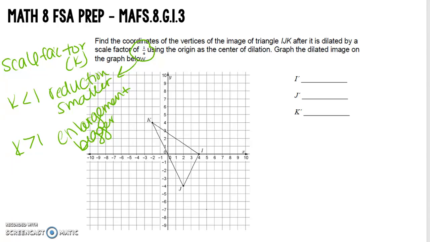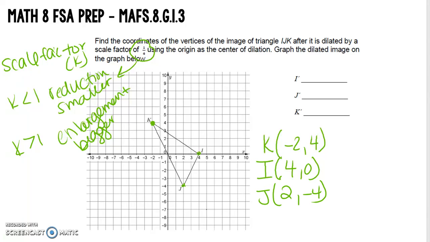So before we can answer this, we need to figure out all these coordinates. K right now is at -2, 4. I is at over 4, up 0. And then J is at 2, -4. So what this question is telling us to do is to take each one of these coordinates and reduce it by 1/4. So we're going to take each coordinate and multiply it by 1/4.